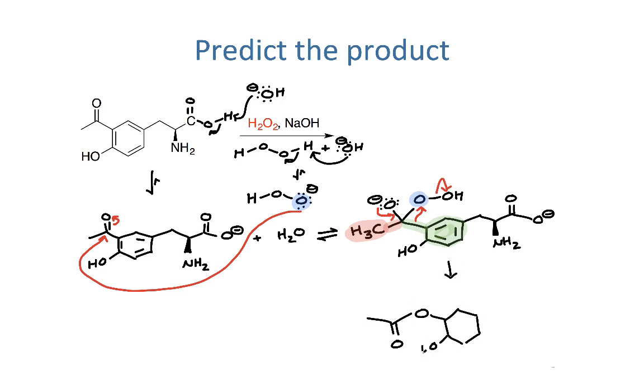The final product is an ester, and hydroxide is generated as a side product. In the next video, you'll see why the migrating group and O-O bond are antiperiplanar in the reacting conformation.